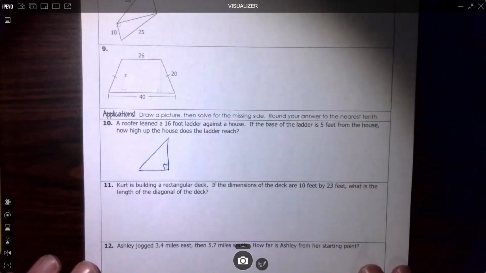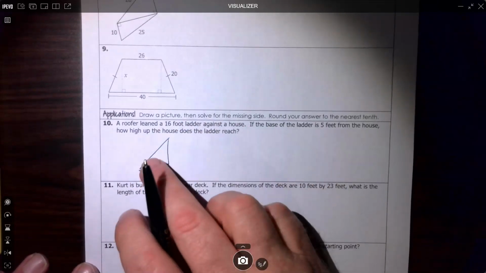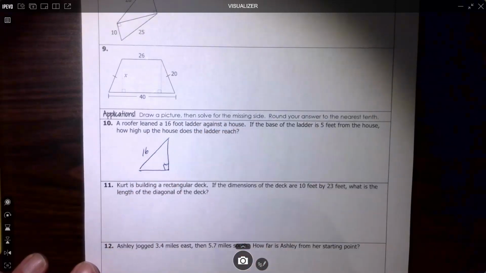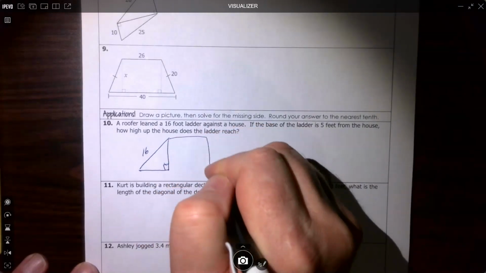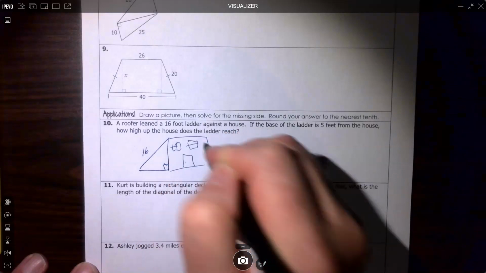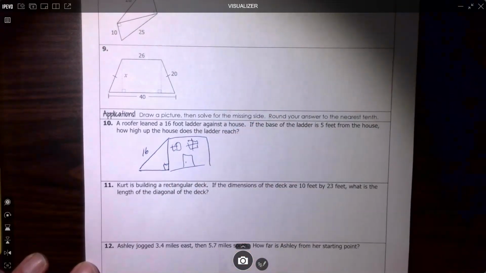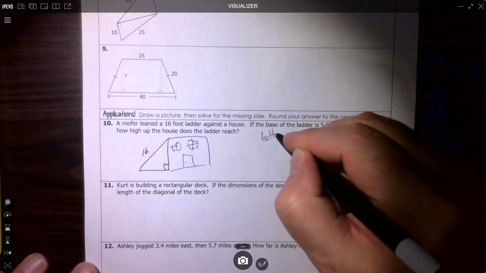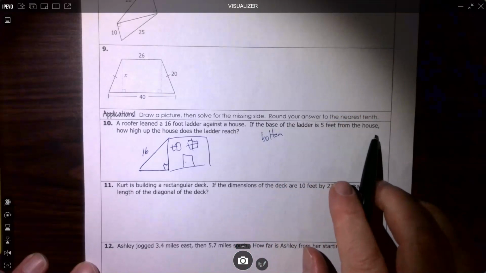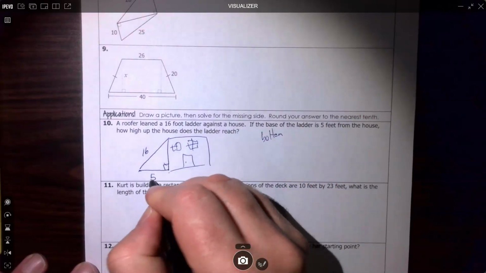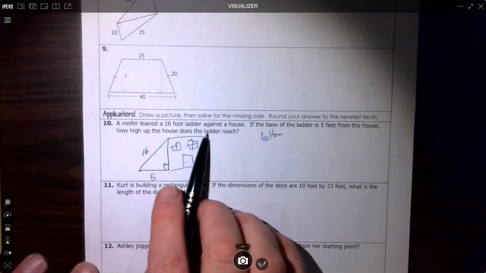A roofer is leaning a 16-foot ladder against the house. So anything leaning. Well, this looks like it's leaning, so I'm going to put this as my 16-foot ladder. This is my house, okay. And it says the base of the ladder, which means the bottom. Bottom of the ladder is 5 feet from the house. So here's the house, here's the bottom of the ladder, so this is 5.